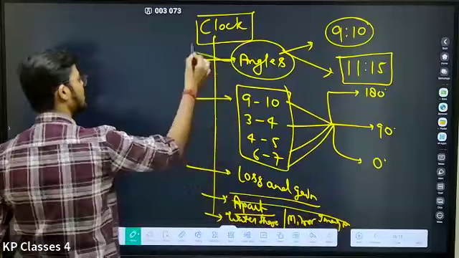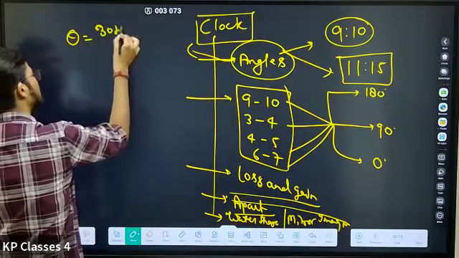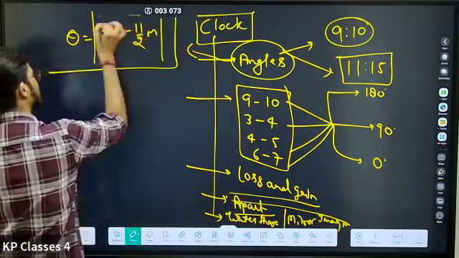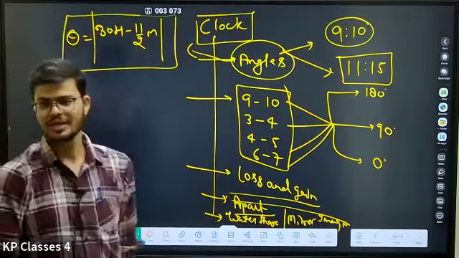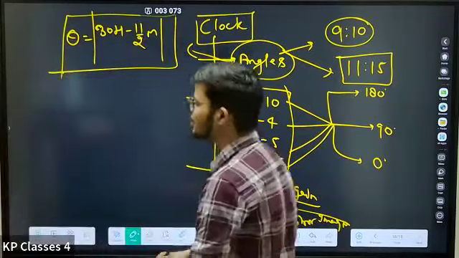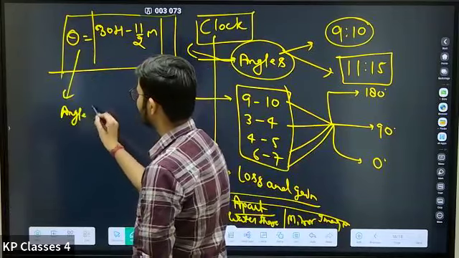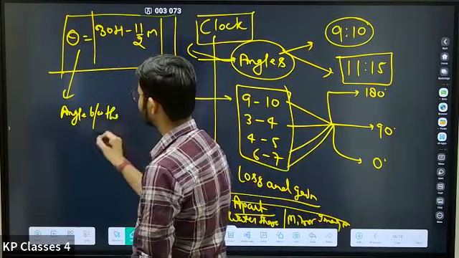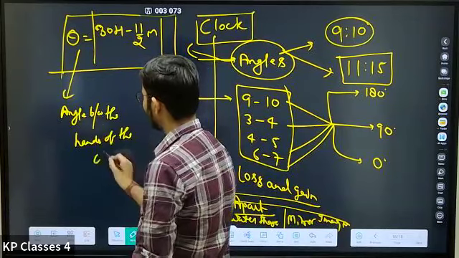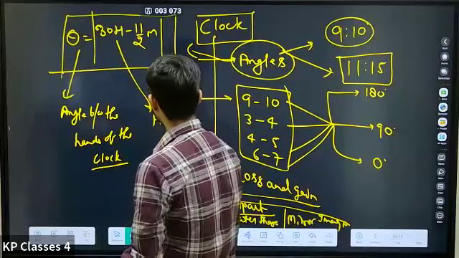Now in all these kinds of cases, with regard to angles, we will be using the formula theta is equal to 30h minus 11 upon 2 m. Just by putting the values, you'll be getting the answer. Theta is equal to what? Theta is going to be equal to 30h minus 11 upon 2 m. Where theta is the angle between the hands of the clock. And then after that, we're going to talk about h. H is the hour.